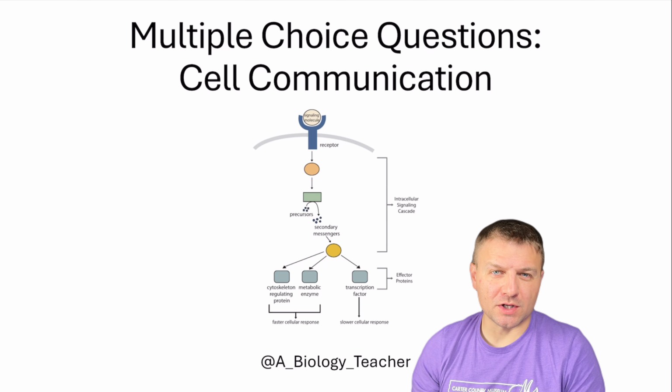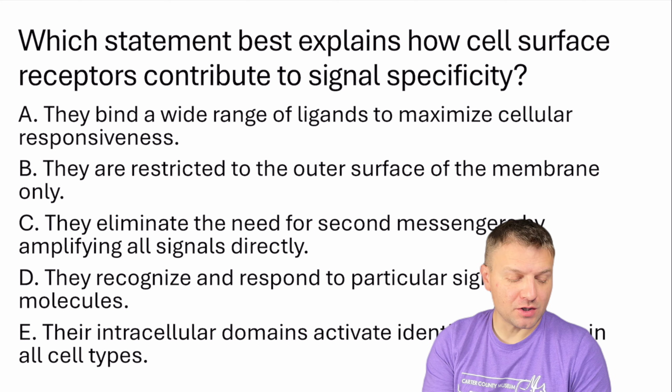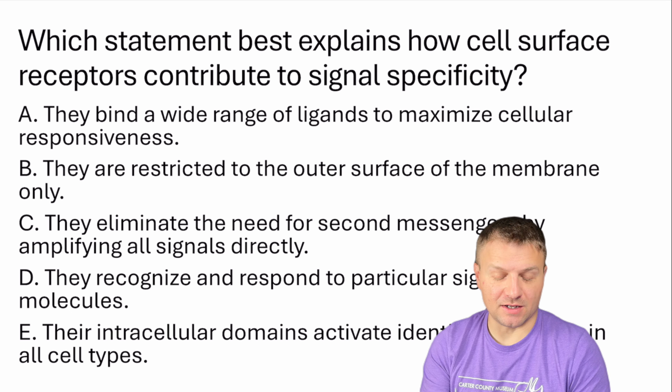Let's go over these multiple choice questions about cell communication. The first question reads, which statement best explains how cell surface receptors contribute to signal specificity? So two reasons why this question is a little bit difficult.